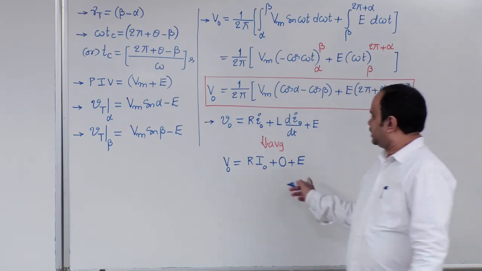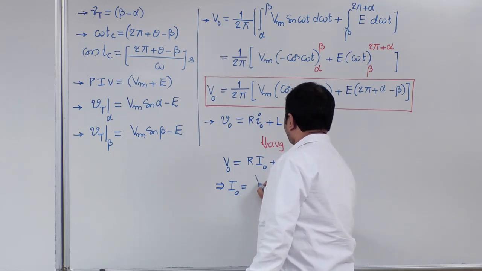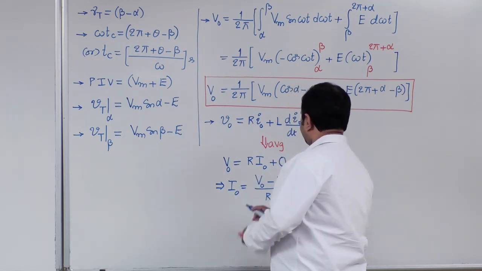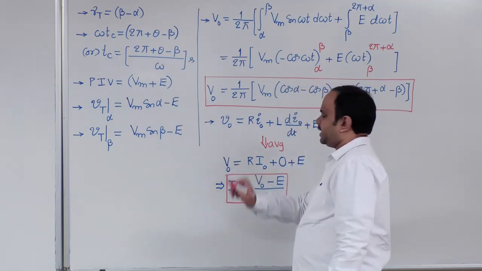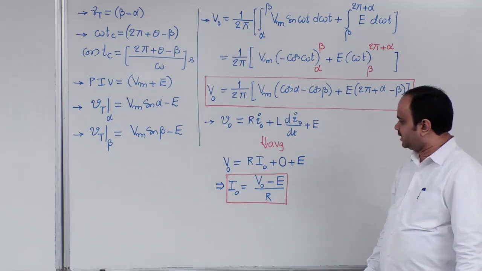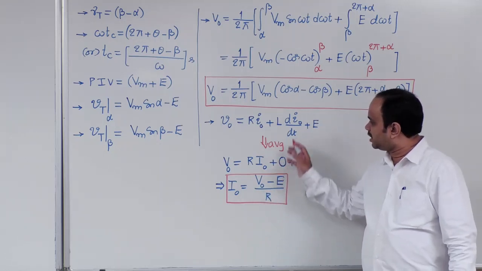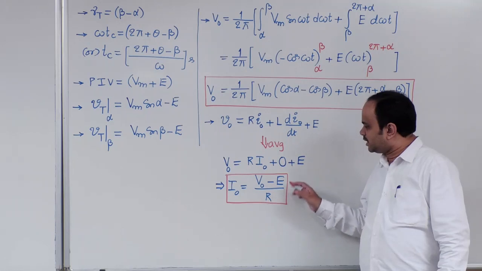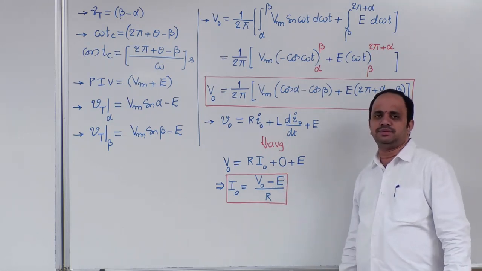Okay. Now, from this equation, we can write I naught is equal to V naught minus E divided by R. Now, observe carefully. When you are calculating average output current, inductance will not play any role in the average value. So, this is what we will have as a general equation in case of a DC motor also.